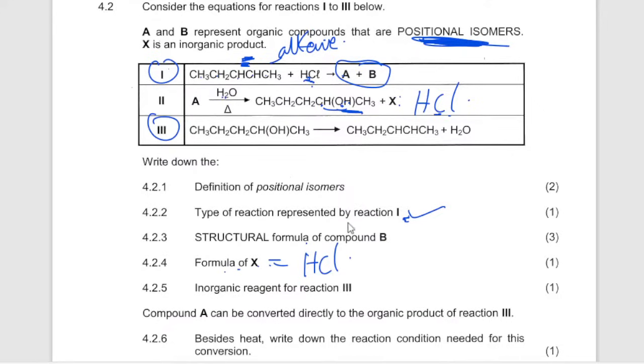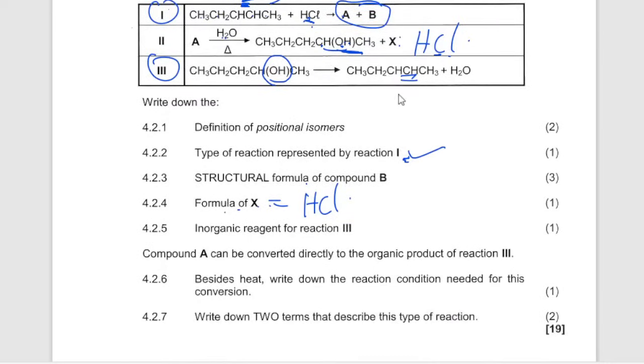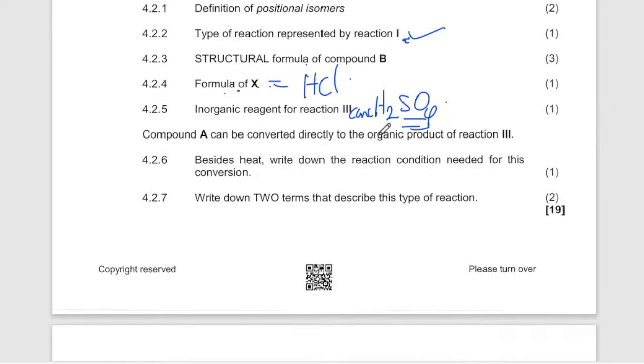Then they're asking you for the inorganic reagent in reaction 3. You are removing the water to form an alkene again. Definitely this is going to be dehydration. So it's going to be sulfuric acid. Don't forget that when you're forming that, you require some heat, but they are not asking you, they are saying inorganic reagent. So in this case, sulfuric acid would be the best answer.